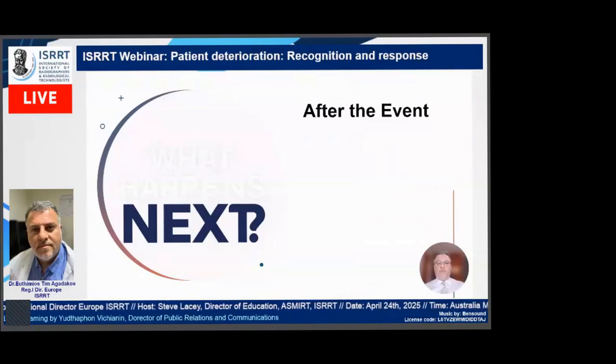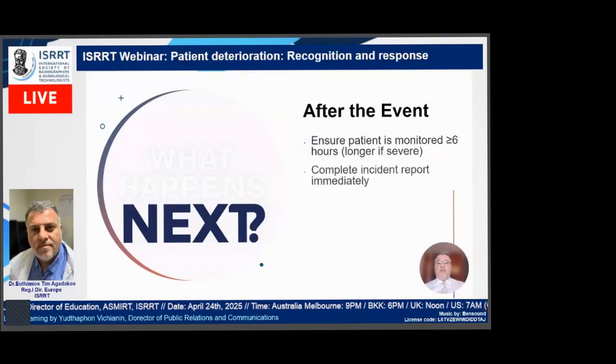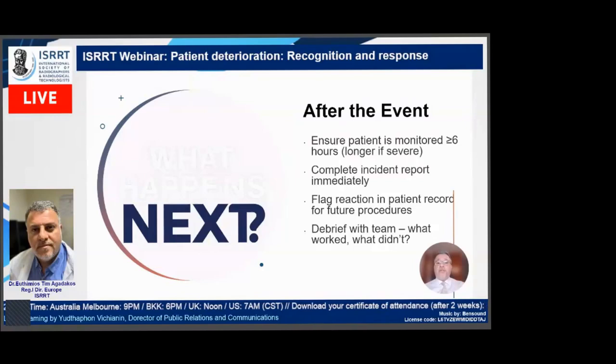By no means, when a patient is stabilized, does the process stop. The process does not stop. Patients must be monitored for at least 6 hours or longer if symptoms were severe. You need to complete a detailed incident report, and this is vital for quality assurance and future care planning. Ensure the reaction is flagged in the patient's record, especially if they need imaging again. Finally, debrief with your team. Ask what worked well, what could have gone better. Every event has a chance to improve. This is part of continuous quality improvement, and always you need to consider patient safety at all times.